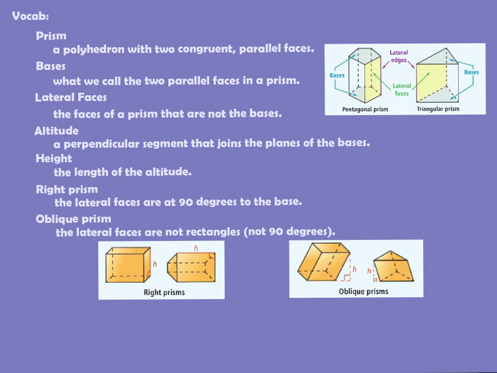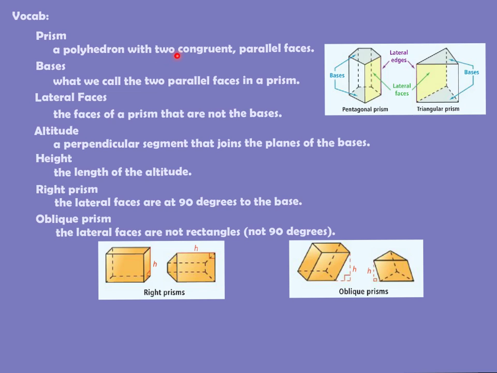Alright, so let's check out this vocab, and realize you're probably going to need to pause this when I'm finished talking so you can write down all of the vocab. The first word is prism. Now, a prism is a type of polyhedron with two congruent parallel faces. And we have two pictures over here of prisms.